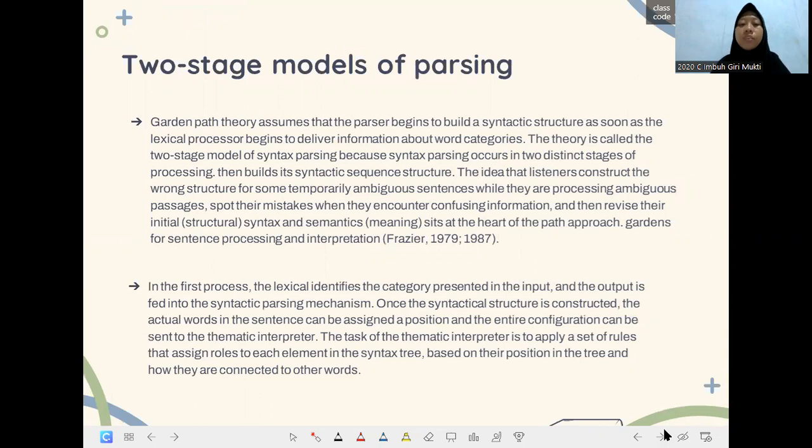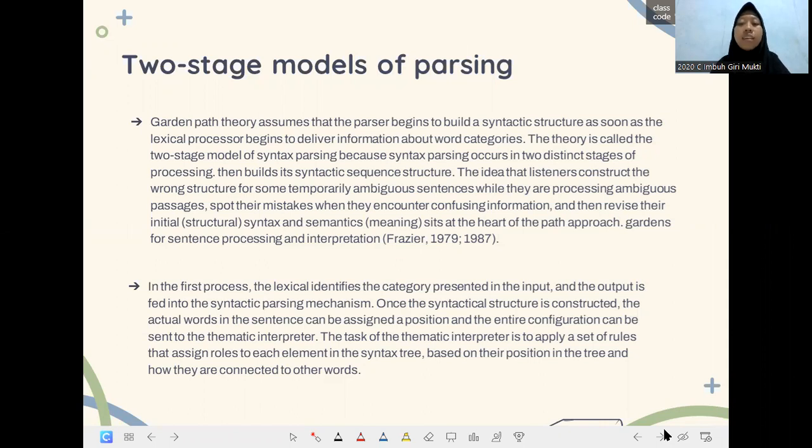Garden path theory assumes that the parser begins to build a syntactic structure as soon as the lexical processor begins to deliver information about word categories. The theory is called the two-stage model of syntax parsing because syntax parsing occurs in two distinct stages of processing, then builds its syntactic sequence structure.